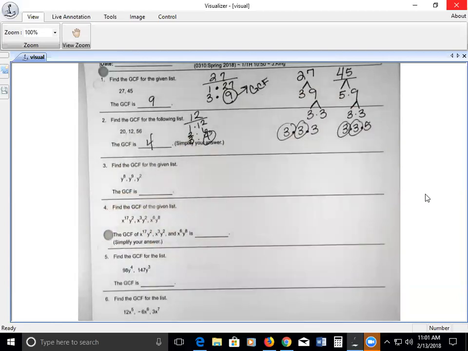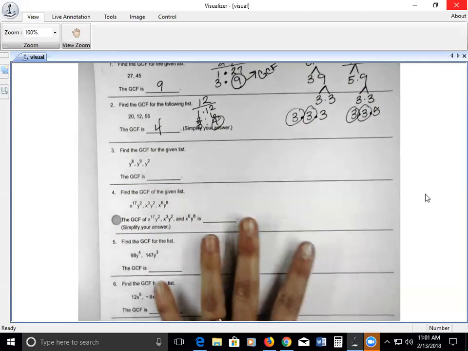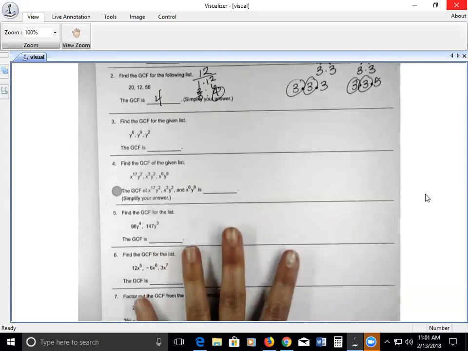Okay. Does anybody want me to show this other method? Okay, that's good. Just know that there's multiple ways that you can do the problem.